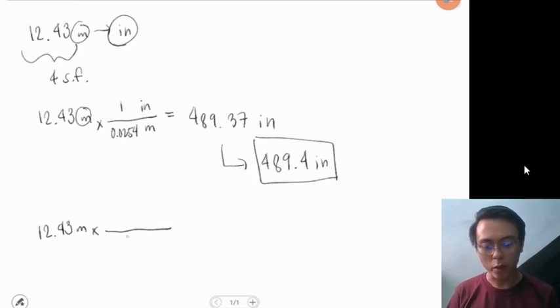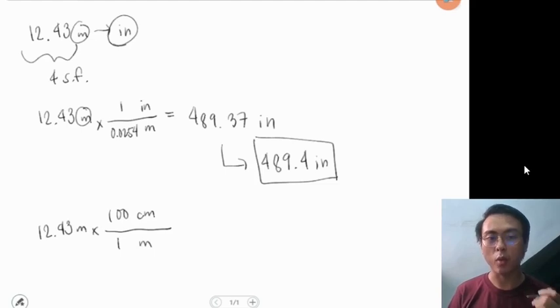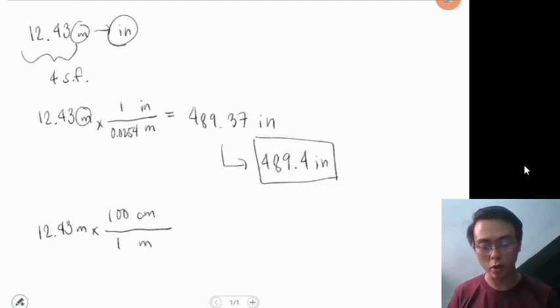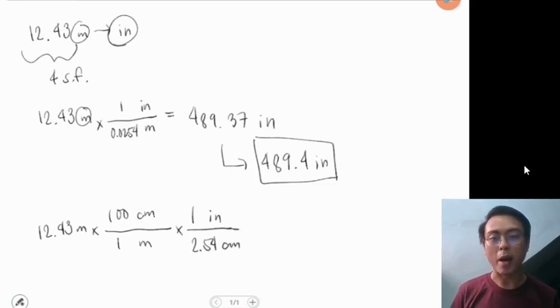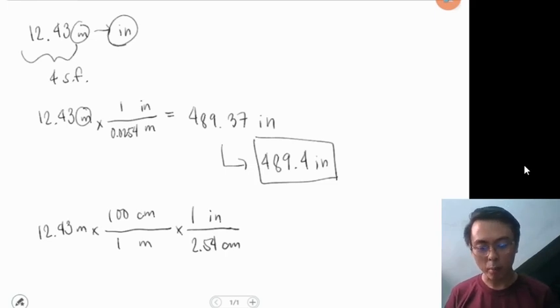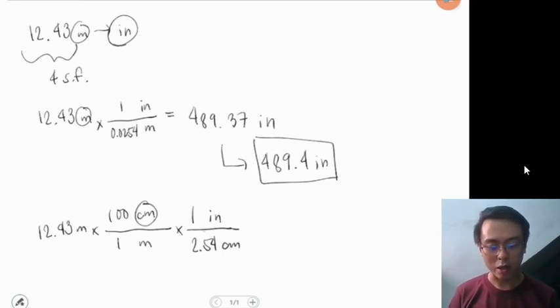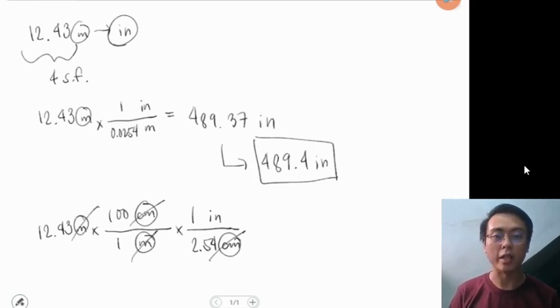For the first factor, we use 1 meter is equivalent to 100 centimeters. And to go from centimeters to inches, you know that 1 inch is 2.54 centimeters. So you can use that as the next factor. 1 inch at the top is equal to 2.54 centimeters at the bottom. So you can kind of see a pattern now. Whatever unit is at the top, we want to match that with the same unit at the bottom so that we can cancel it. So centimeters will cancel, as well as meters at the top and meters at the bottom, and the only remaining unit is inches.